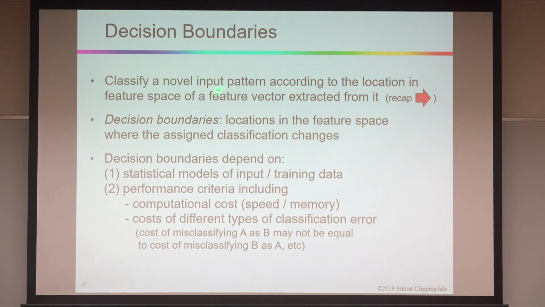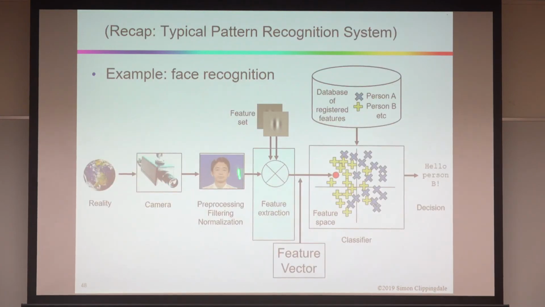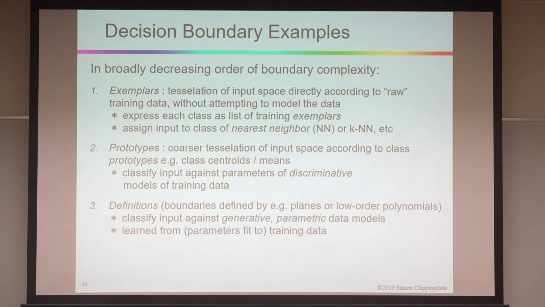So we classify a novel input pattern according to the location in feature space of a feature vector extracted from it. And just to go back to this example, here's a feature space and a decision boundary in this feature space that separates these 2 classes. Probably going to be some kind of surface down here. It might be a straight line if you're very lucky, or it might be a slightly more complicated curve. But a decision boundary is the boundary between our classes, and locating them well is the key to success.